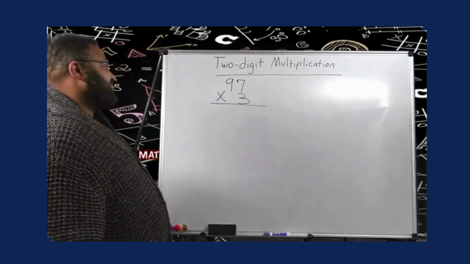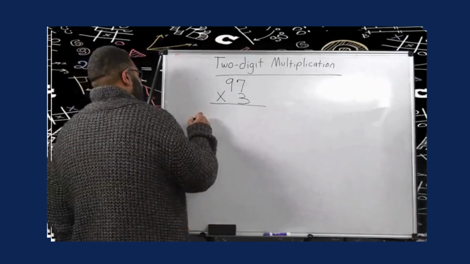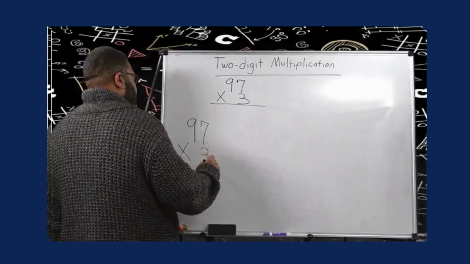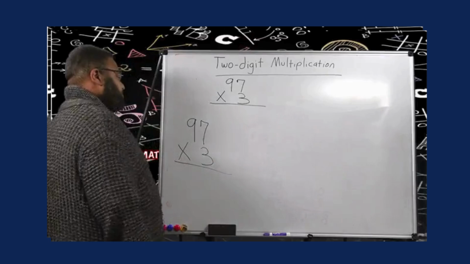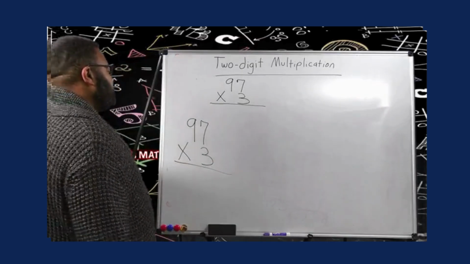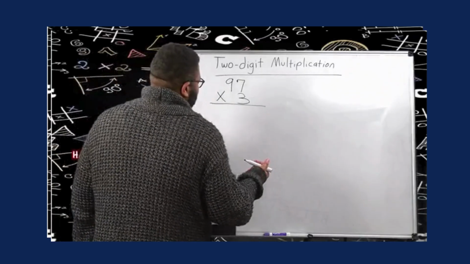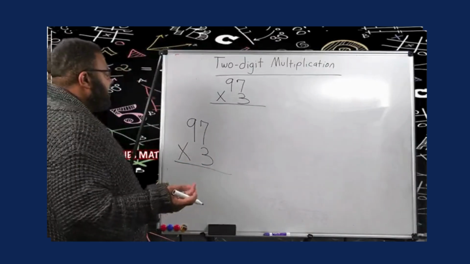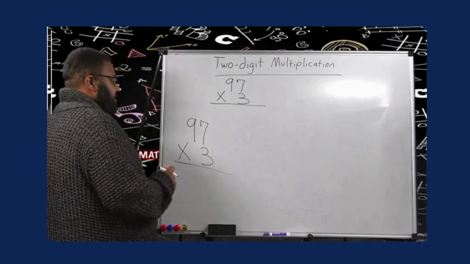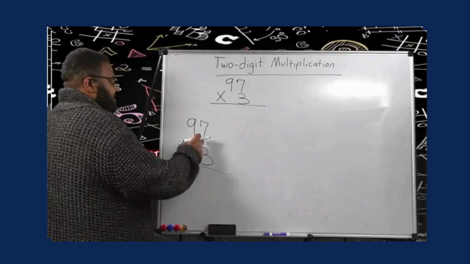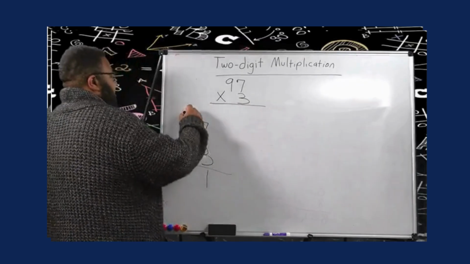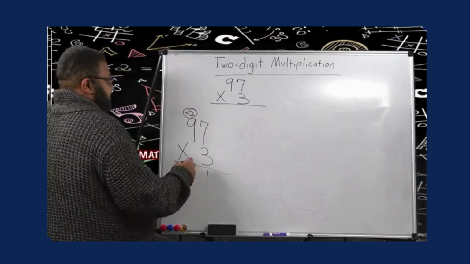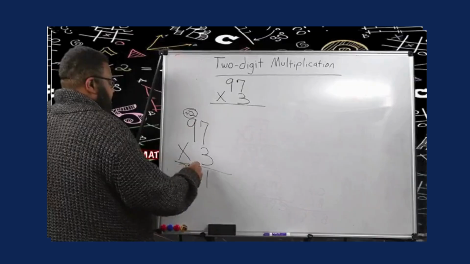97 times 3. Doing the traditional way, Daddy's way. Doing it the modified way, but you don't have to do the modified way because it's only 1 digit. If you want to put a 0 there, that's fine. But I will show you the Bojangles big box way. So right now, 7 times 3 is 21. Carry my 2 up here. And 9 times 3 is 27, 28, 29. 291.